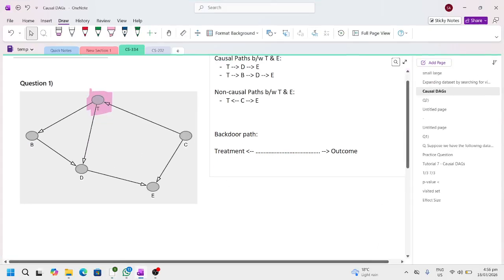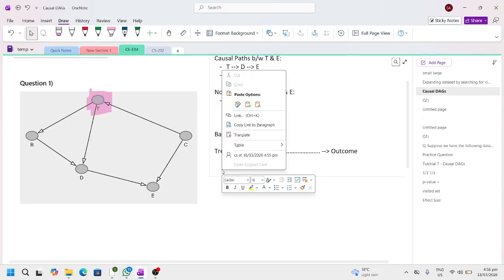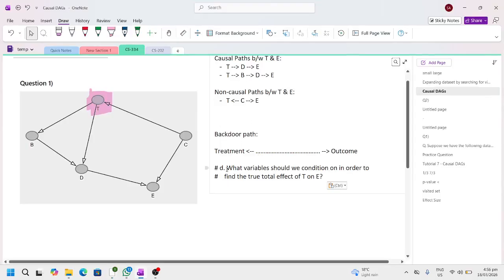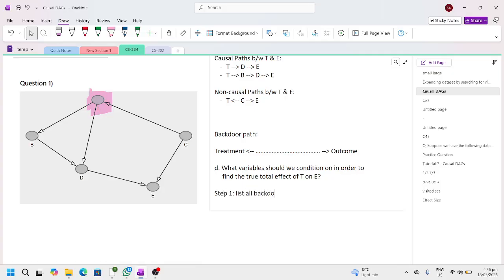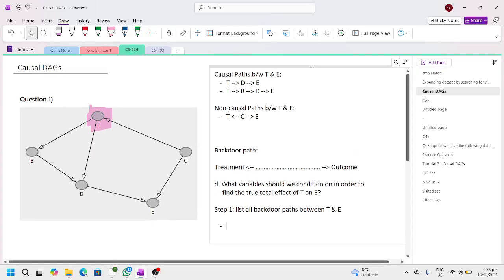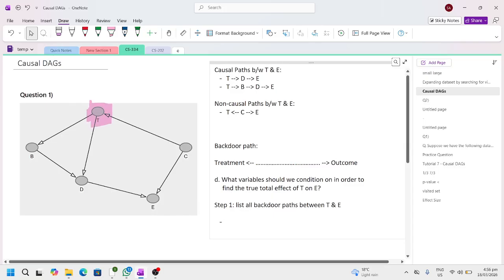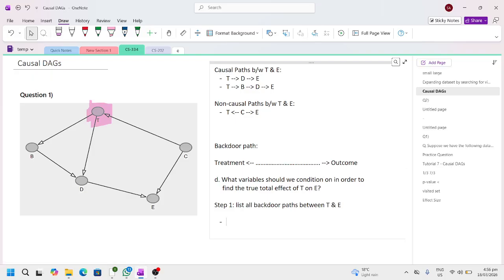इसको यहाँ पे copy कर लेते हैं. Okay, T का E पे आपने effect find करना है, which means that the first step is to list all backdoor paths between T and E, which is really simple now that we know what a backdoor path is. So I will pause over here for a few seconds and wait for you guys to identify any backdoor paths. Timur, do tell me if you're able to find any.